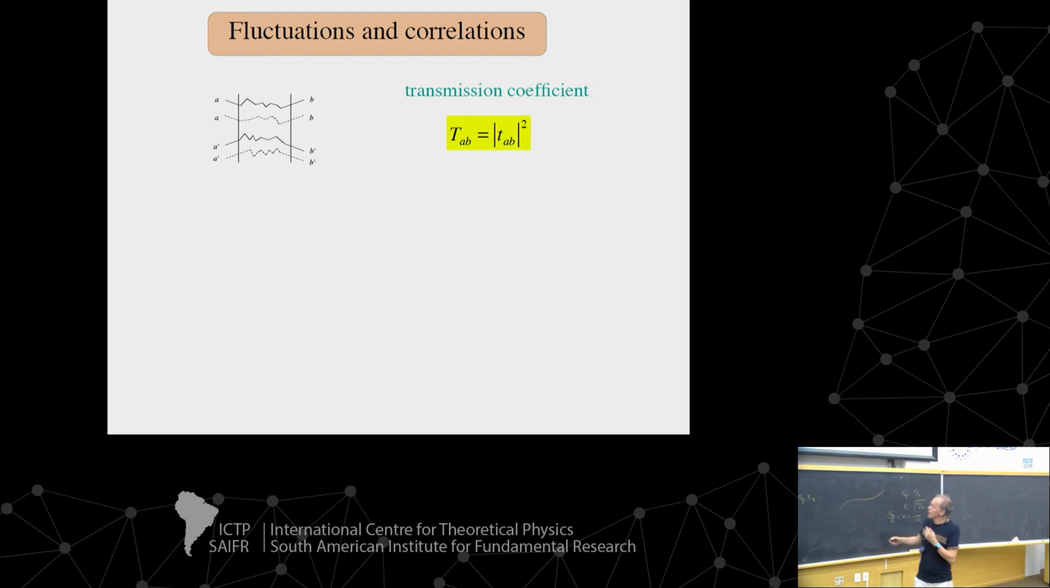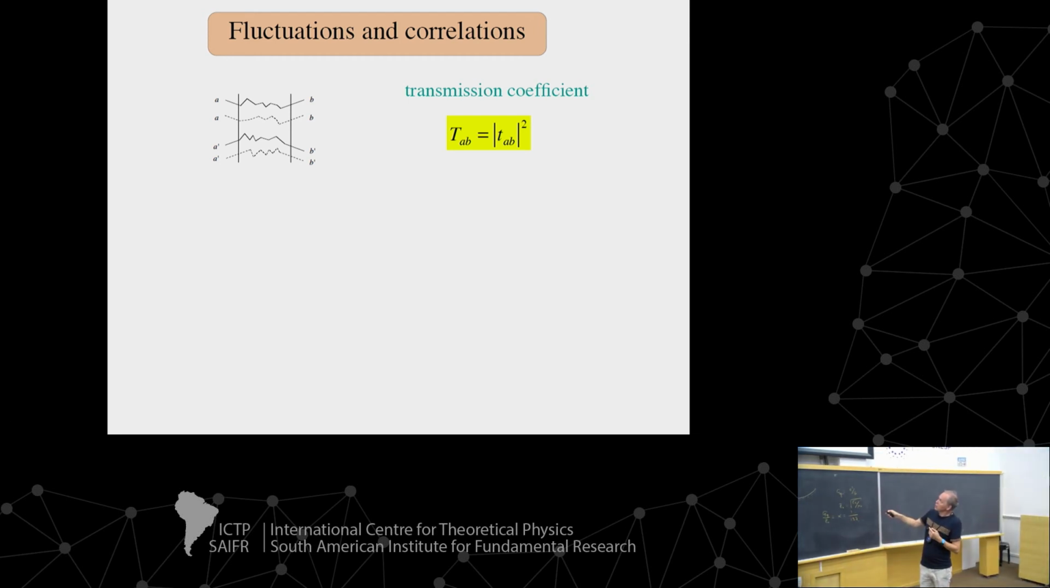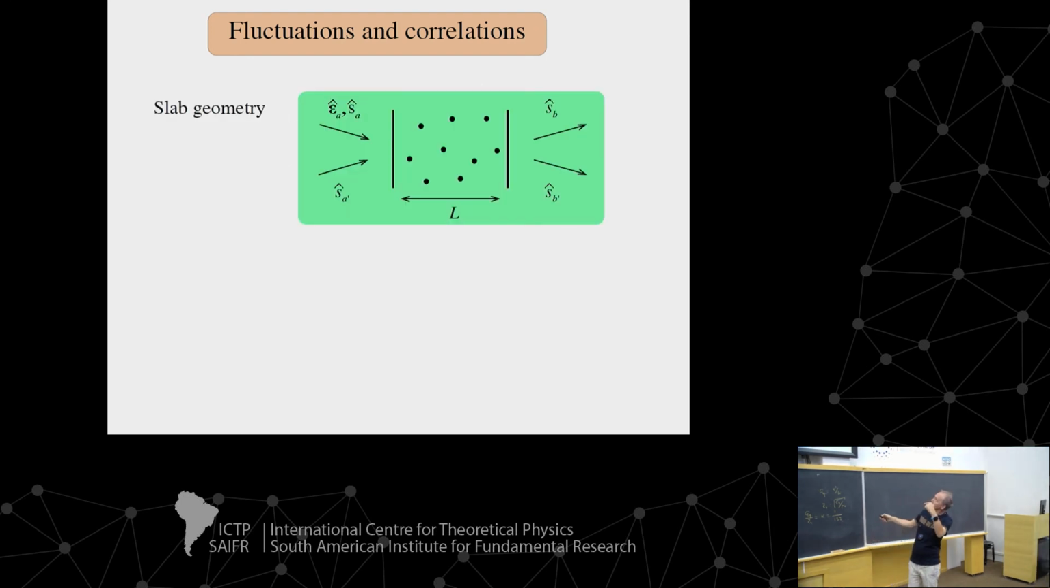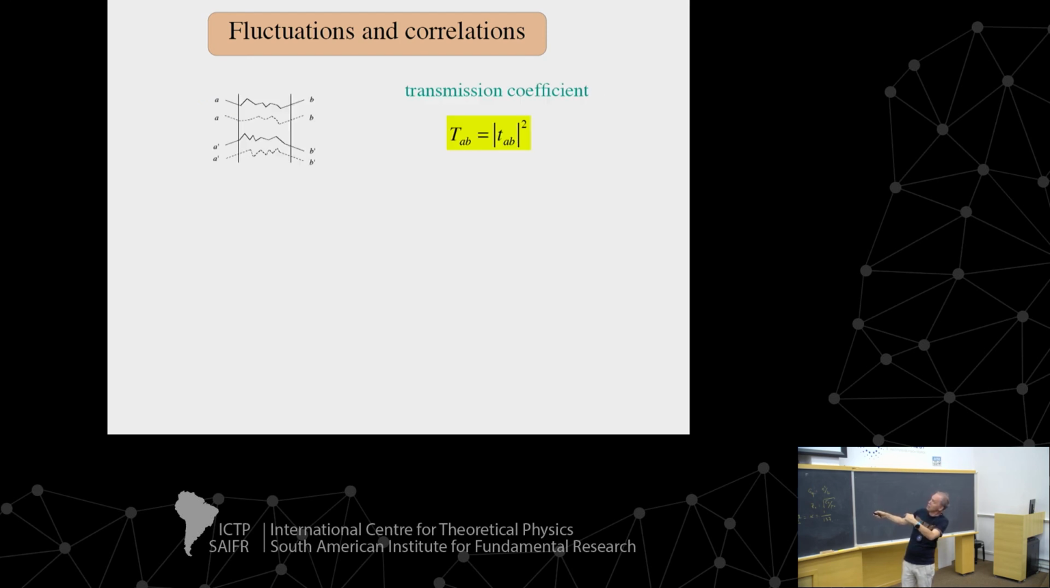So this is our slab. Photons are entering here. They are going out here. A means an angular direction, with polarization epsilon A and incident wave along wave vector SA. This I call A. This I call A prime, B, B prime. So this is the meaning that we have here, okay?